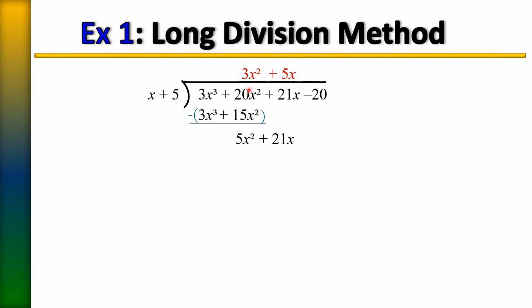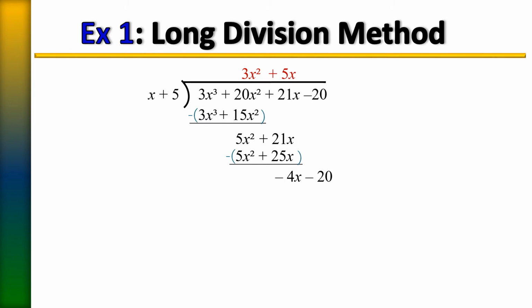5x times x. Yes, it is 5x squared. 5x times 5 equals 25x. Subtract. These become your opposites. This becomes negative 5x squared, so your 5x squared will cancel out. This will become negative 25. So when you combine these terms, you're going to be bringing down a negative 4x. And in addition, you can go ahead and also bring down your last term.